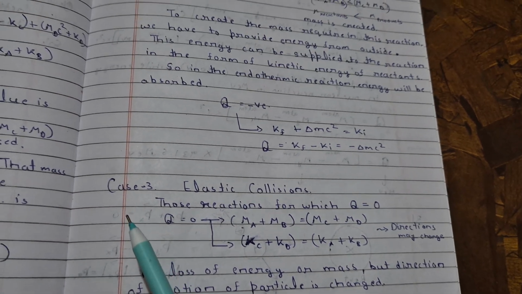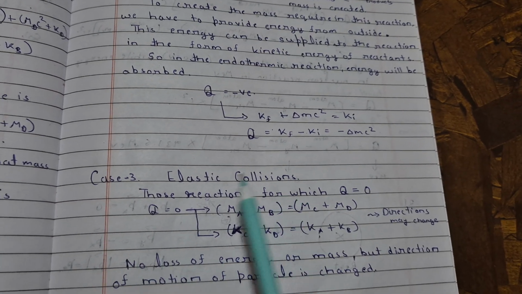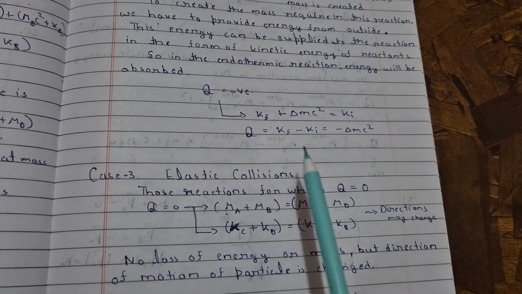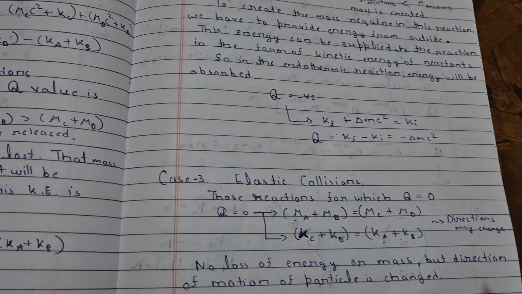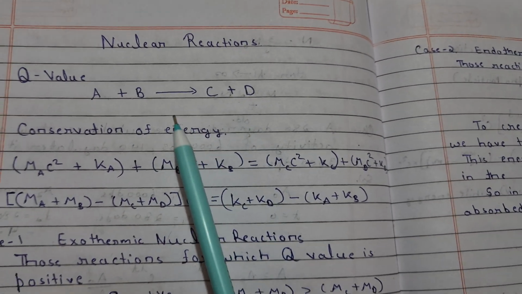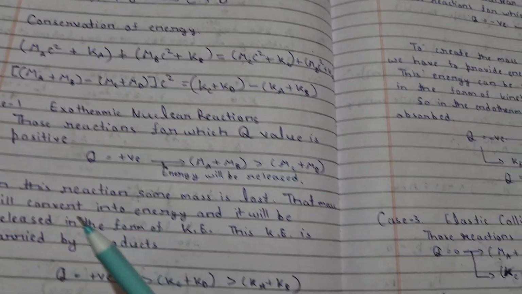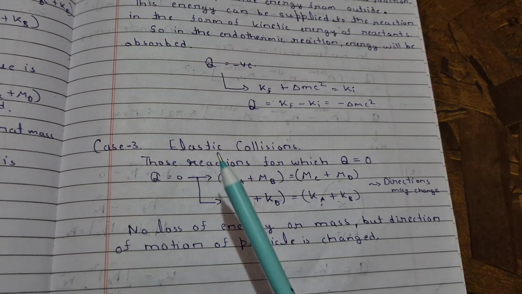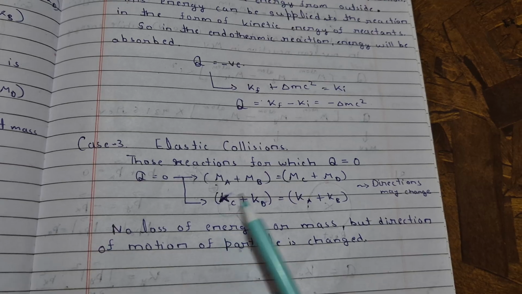There is a third case, which is called the elastic collision, and elastic means there is no change in the energy or the masses. So if no change in energy is there, then definitely there will be no mass change also. So that is the case of elastic collision, meaning mass will remain the same and the kinetic energy will remain the same.